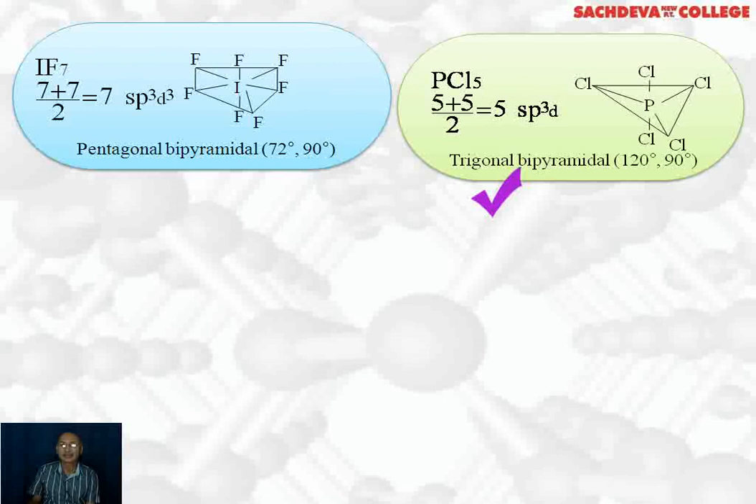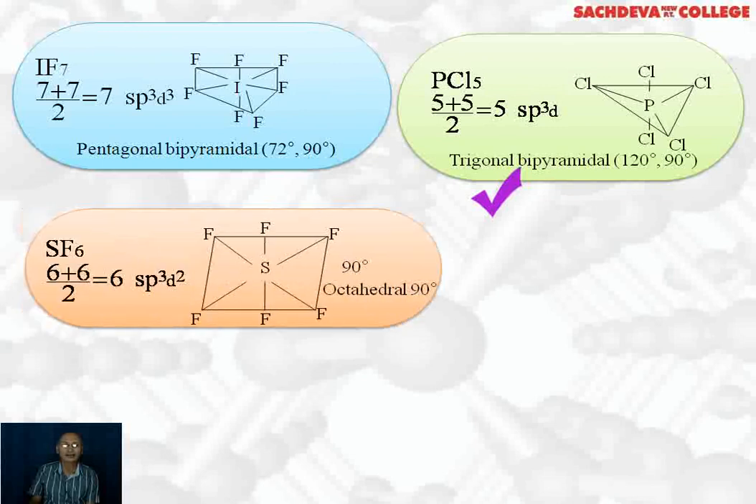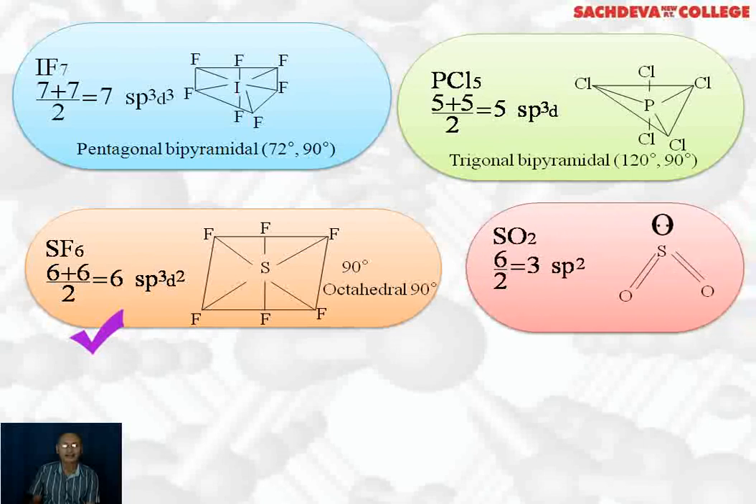The equatorial bonds are at 120 and the axial bonds are at 90, which are shown vertically. And here all the bond lengths are not equal because axial bonds are longer than equatorial bonds. Longer bonds are also weaker bonds. SF6: 6 valence electrons of sulfur plus 6 surrounding atoms divided by 2, we get 6, sp3d2 hybridization. It has octahedral shape with bond angle 90.